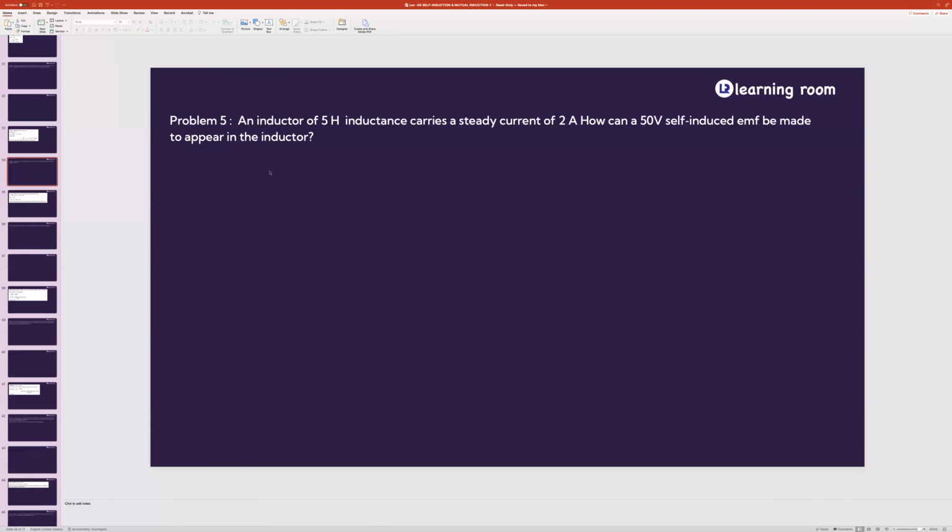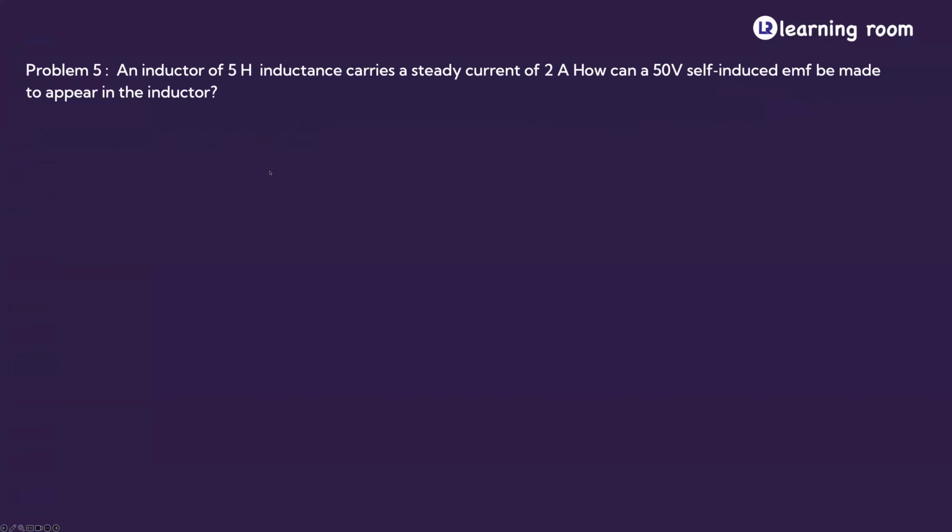Yeah, this is a question. I hope everybody could solve this. E is equal to minus L into di by dt. You can ignore the minus sign. So 50 volt is equal to L into delta I, which is 2, and delta T is what you need to calculate. So this will cancel this 25 times.